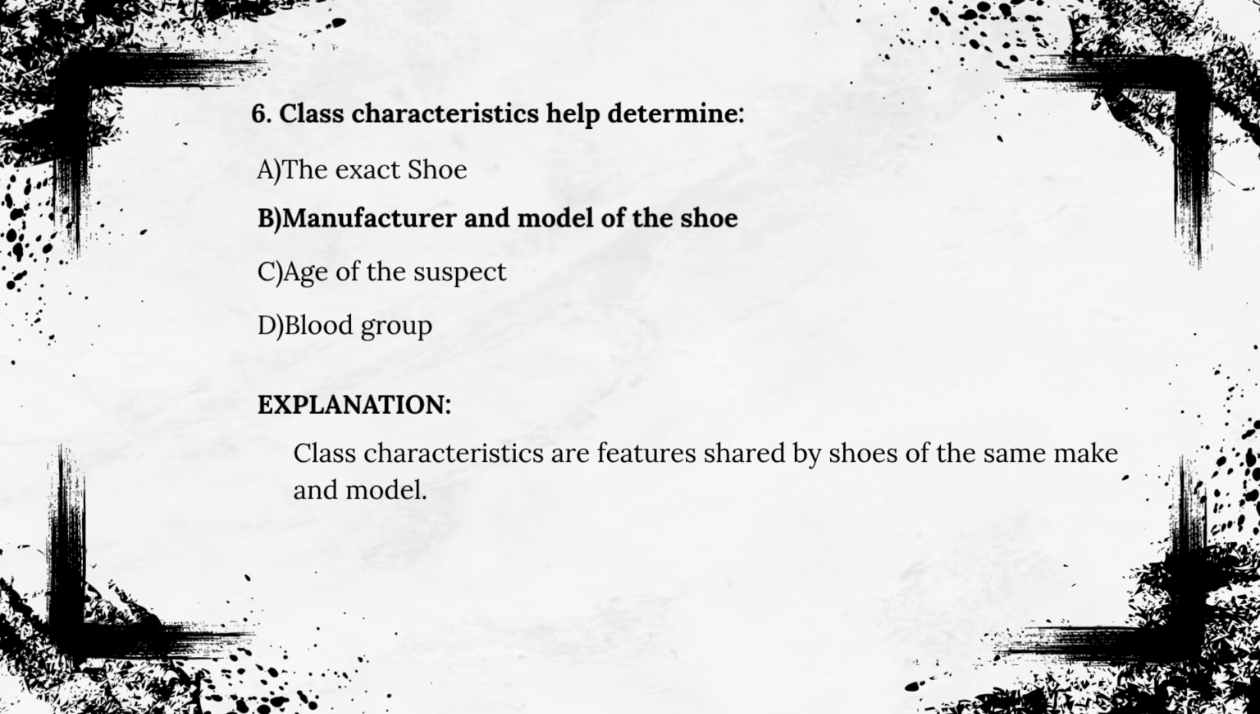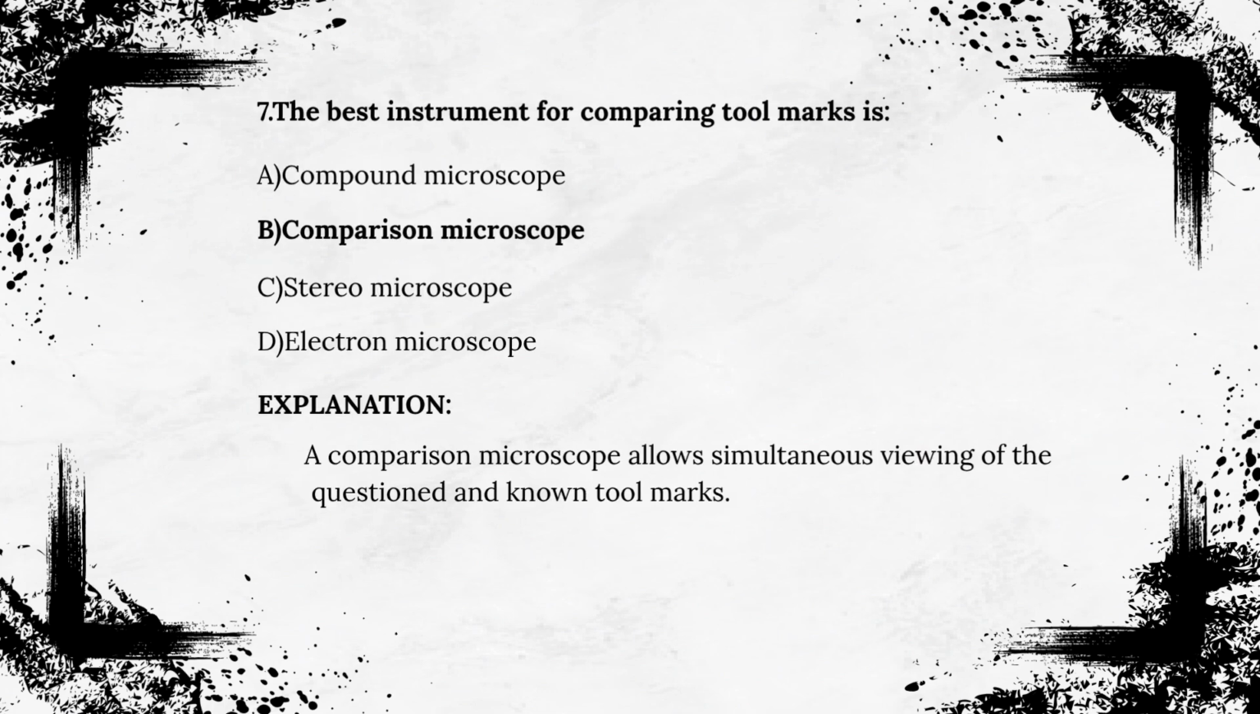Sixth question: class characteristics help determine, and the answer is option B, manufacturer and model of the shoe. Class characteristics are features which are shared by shoes of the same make and model.